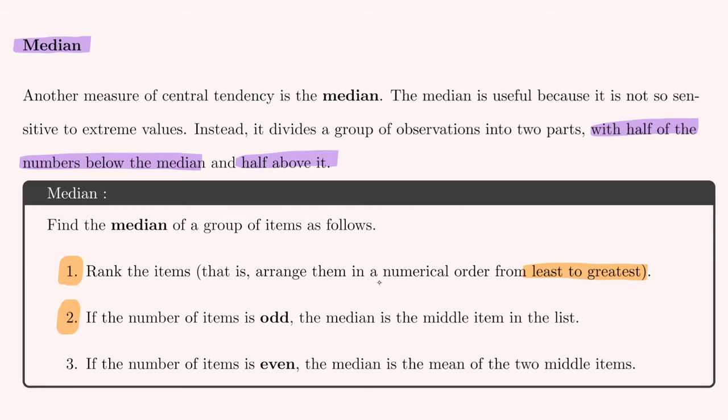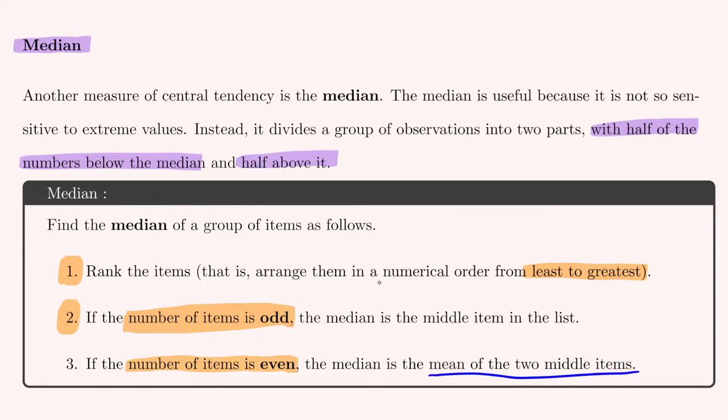Now, if the total number of items in the list is odd, then there will be a unique middle item in the list. You can see what's exactly in the middle. However, if the number of items is even, there's not an exact middle entry. Instead, you have to take the average of the two middle items. So you'll find the two items in the middle, add them together, and divide by 2.